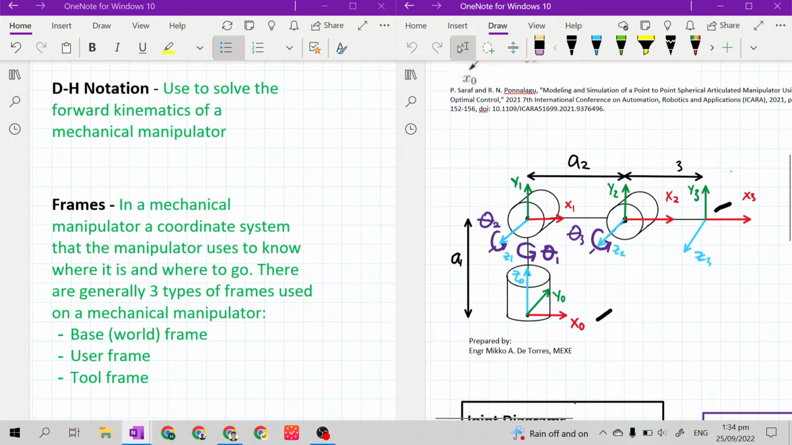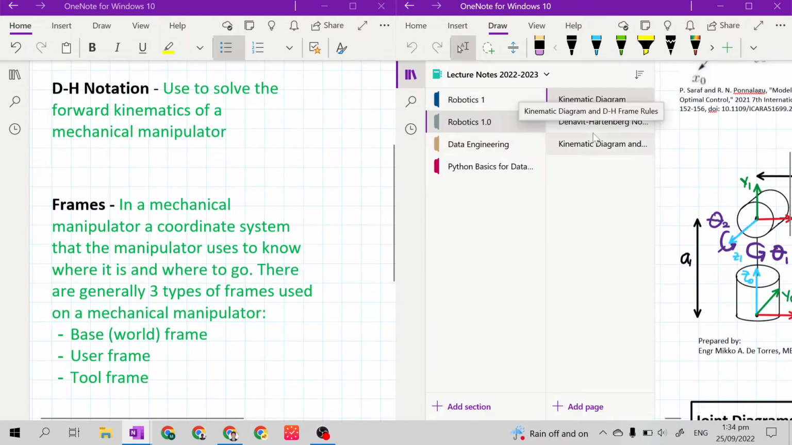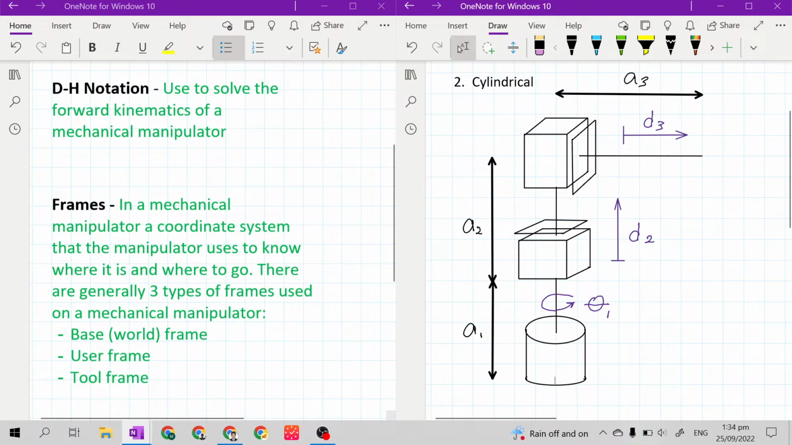In this example, these are the frames, the Cartesian coordinate system that includes three axes, the X, Y, and Z. The frames are located at each part of our mechanical manipulator: at the base, at the joints, and at the end effector. There are three types of frames used in a mechanical manipulator: the base, also called the world frame, the user frame, which are the frames at the body of our mechanical manipulator, and the tool frame. The tool frame is the frame at the end effector.